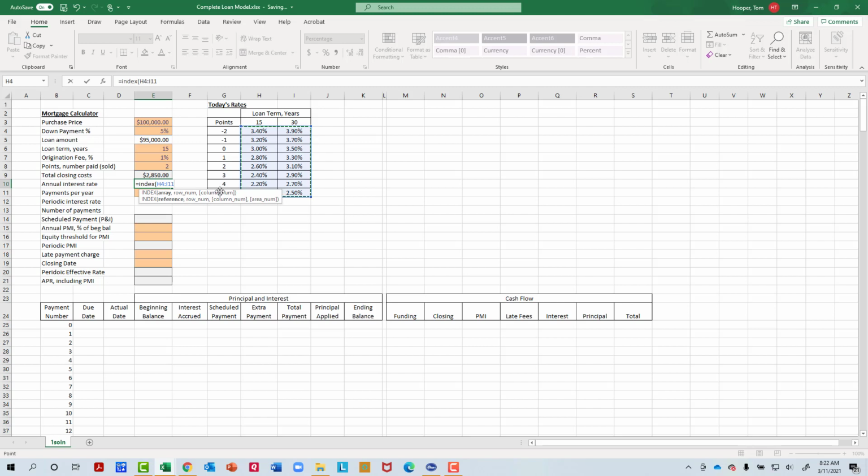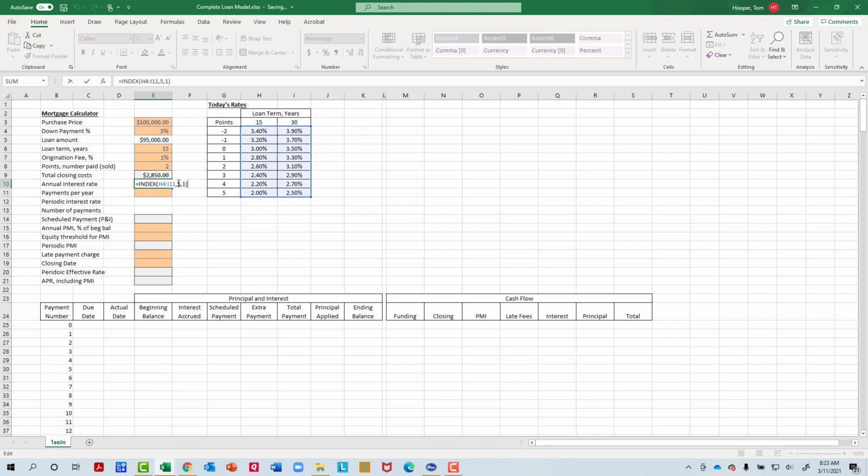Well, we can also tell it which column we want if the original array has more than one column in it. So in this case, I want to pull out the 1, 2, 3, 4, 5th row. And since my loan term is 15, I want to pull out the first column. So what I could do is say comma 5, comma 1, breaking a couple of modeling rules, but that would get me to that 2.6% interest rate. So let's do better than that.